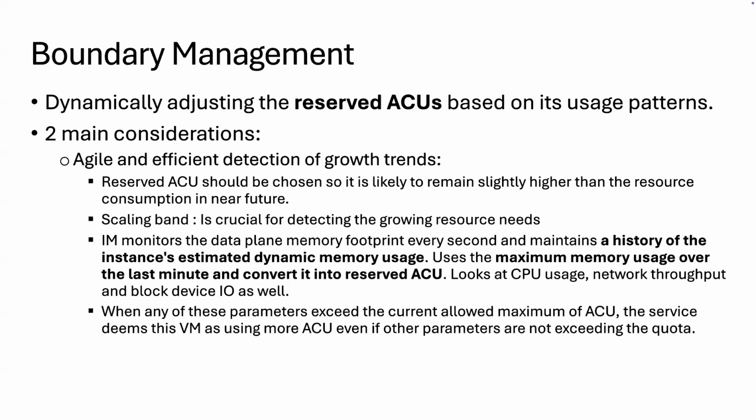So Instance Manager monitors the data memory footprint every second and maintains a history for the last 1 minute or so, and converts it into reserved ACU. It also looks at CPU usage, network throughput, and block device IO as well. And out of all these parameters, it takes the maximum of these and determines what should be the ACU there.